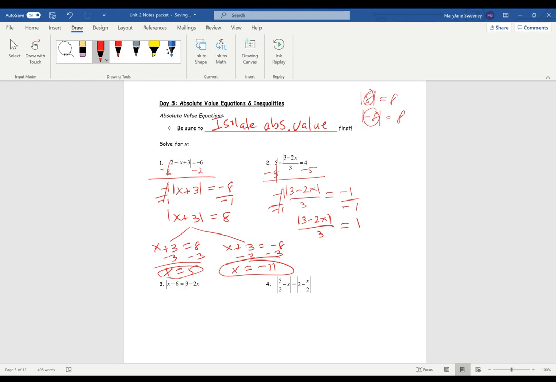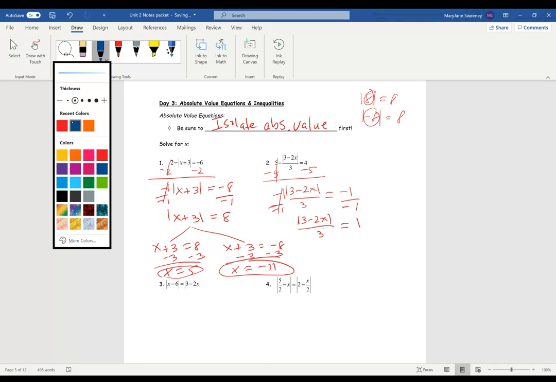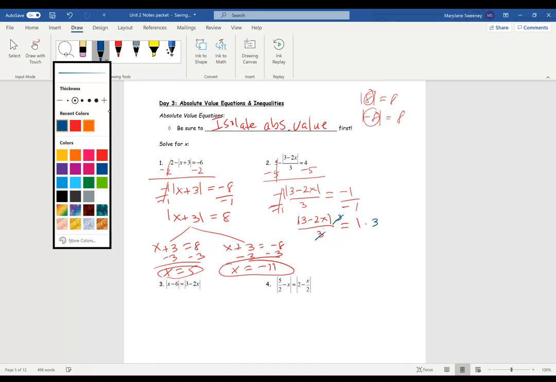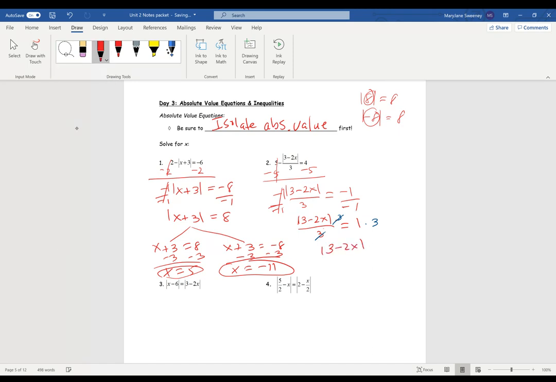Now here the 3 is not under the absolute value, the 3 that's in the denominator. So I still have not isolated the absolute value. I want to multiply by 3, and then that way I have that. So now 3 minus 2x could be equal to 3, or 3 minus 2x could be equal to -3. X is 0. Or x is 3.